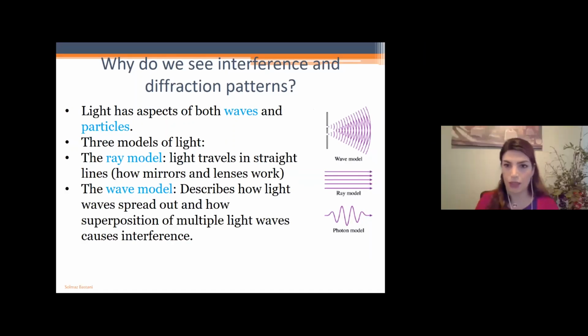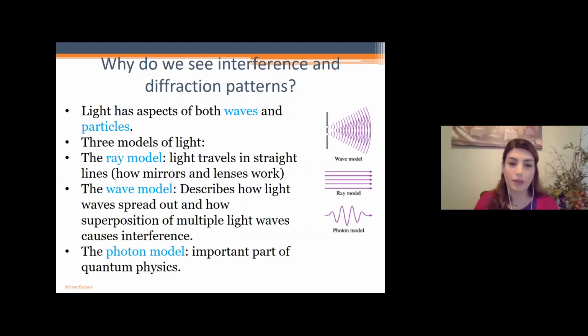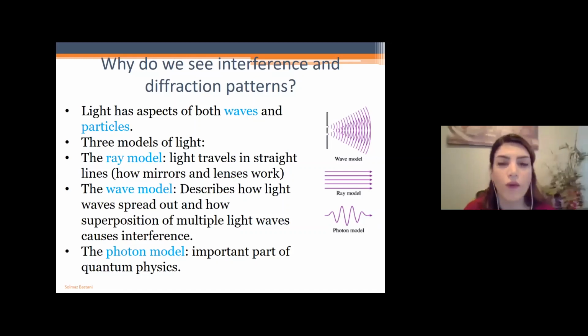The second model is the wave model, and that describes how light waves spread out and how superposition of multiple light waves causes interference, right? So the diffraction and interference is best explained by the wave model. And the third model that we deal with in quantum physics is the photon model. All right. Now, what is the photon model?